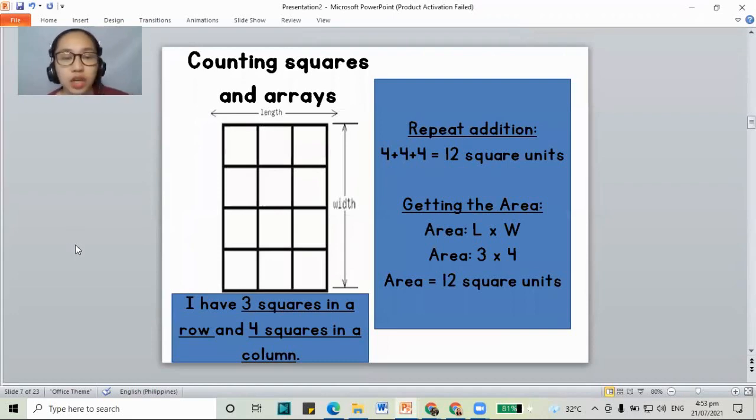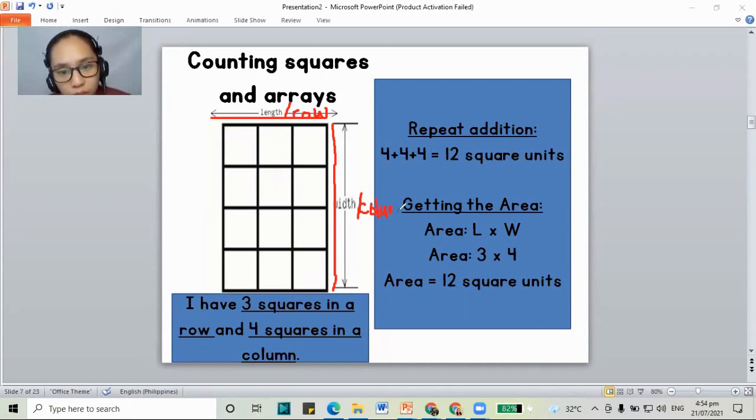Now, I have here an example first and we will answer together on the screen. You can answer also on your work there. So we have counting squares and arrays, and this is what we need to remember. The line at the top, that's the length. This can also be your row. And the line going down, this measures the width. This can be your column.